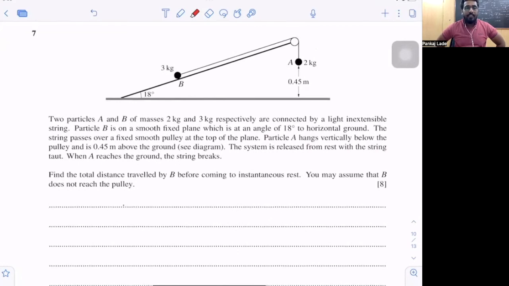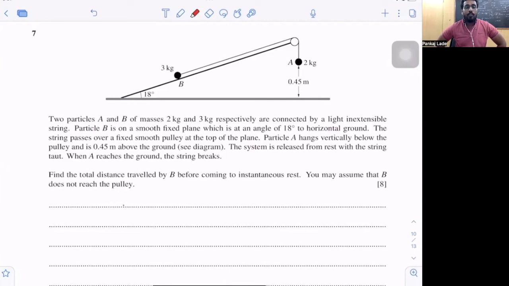What does it say? You can see that there are two particles A and B of masses 2 kg and 3 kg. So mass of A is 2 kg given to us, mass of B is 3 kg. They are connected by a light inextensible string. When it says light, it means the weight of the string has to be ignored, it's neglected. Inextensible means there is no stretching in the cable. Particle B is on a smooth fixed plane. When I say smooth, that means there is no friction between particle B and the plane on which it is resting. The plane is inclined at an angle of 18 degrees to the horizontal ground. That can be seen from the diagram.